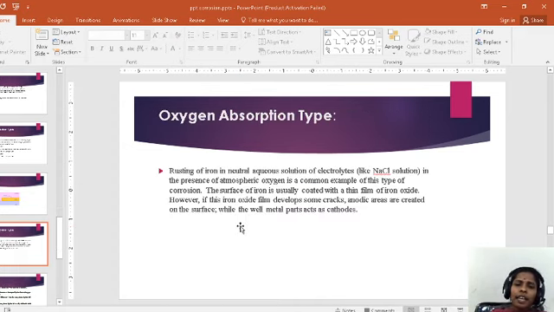And the next type of mechanism is the oxygen absorption type. That means the metals below hydrogen have the ability to absorb oxygen from the environment. Rusting of iron in a neutral aqueous solution of electrolytes in the presence of atmospheric oxygen is a common example of this type of corrosion. The surface of iron is usually coated with a thin film of iron oxide. However, if this iron oxide film develops some cracks, anodic areas are created on the surface while the remaining metal part acts as the cathode.